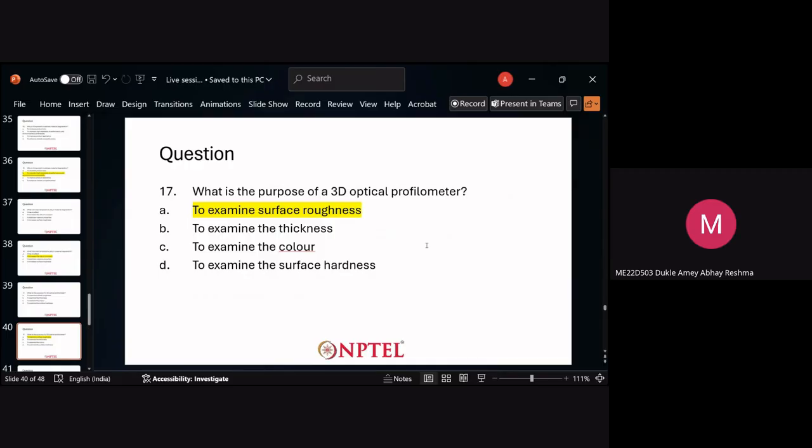So the 3D optical profilometer uses light. There will be a lens and a light source, a laser light at a particular frequency. It will be incident on the surface, and then there will be optical, lens-type sensors that will take the light. So depending on the surface, depending on the thickness, what you will see is there will be more time.